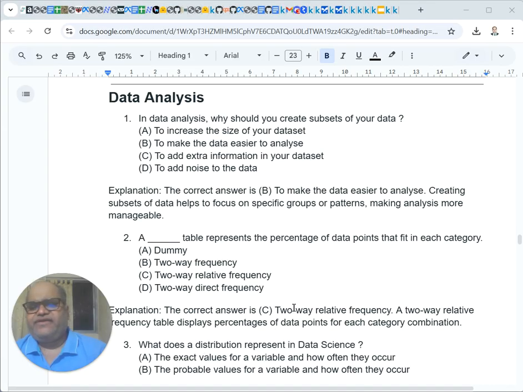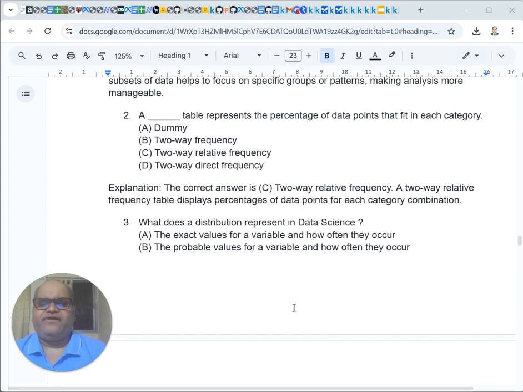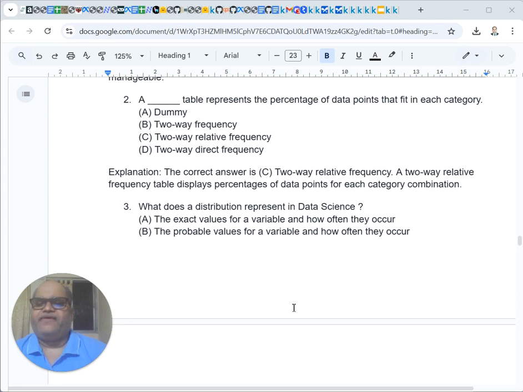The next one is actually a fill in the blanks kind of question, but it is asking which table represents the percentage of data points that fit in each category, right? You might have seen it, the two-way relative frequency table, as we actually covered in a bit of detail.